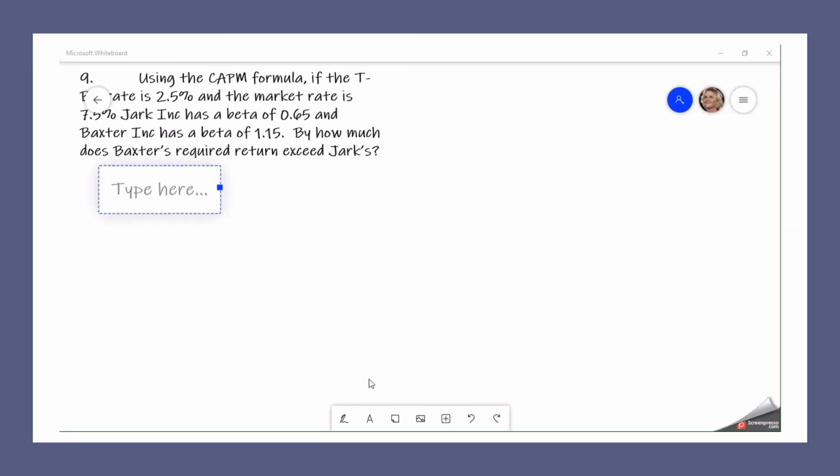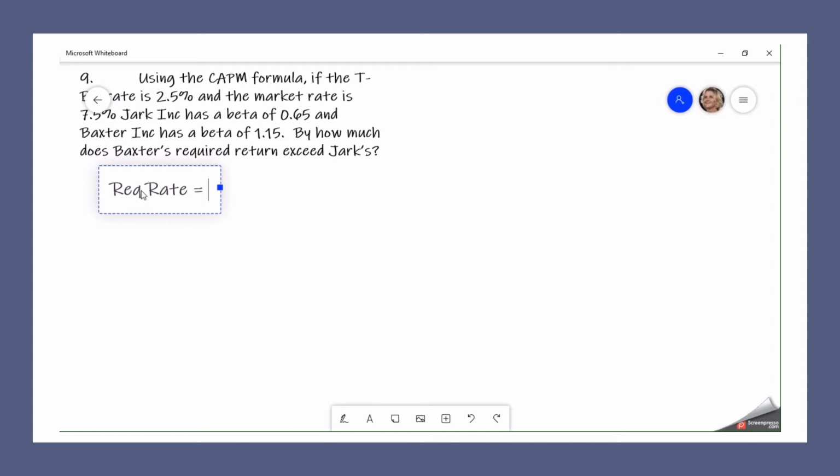All right, so this is Business Finance Test 1, test review for Chapter 8. So Chapter 8, we're using our CAPM formula. If our T-bill rate is 2.5% and the market rate is 7.5%, JARC Incorporated has a beta of 0.65 and Baxter Incorporated has a beta of 1.15. How much does Baxter's required return exceed JARC's? So our CAPM formula, we're calculating our required rate of return.